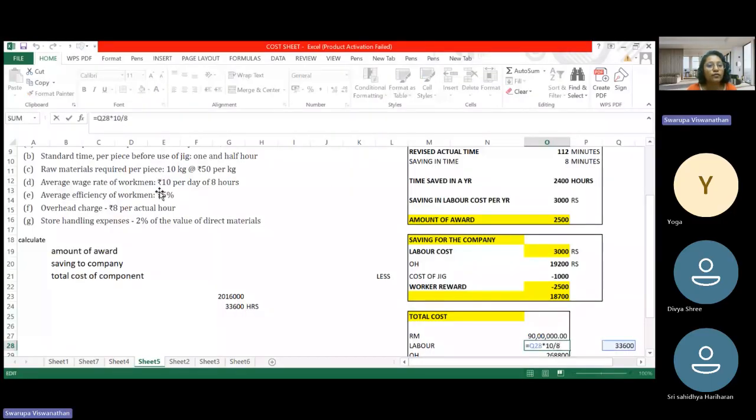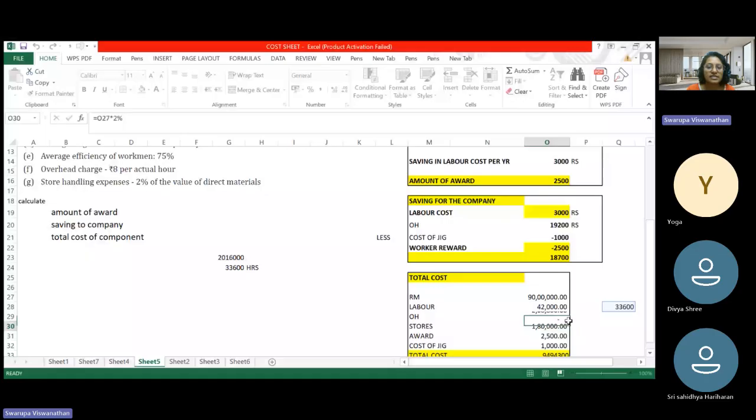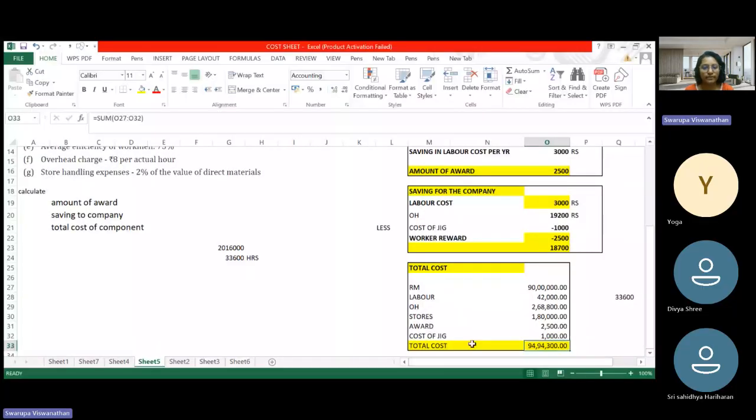So 33,600 into 10 for 8 hours. So into 10 by 8. That will give us the labor cost. So 33,600 into 8. Then stores is 2% of direct material. So 2% of 90 lakhs will be our stores. Then we are paying the reward of 2,500, cost of jig of 1,000 rupees. So this is the total cost that will be incurred. So total cost comes to 94 lakhs, 94,300.